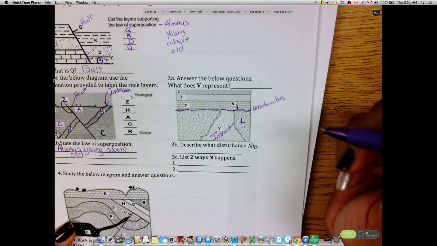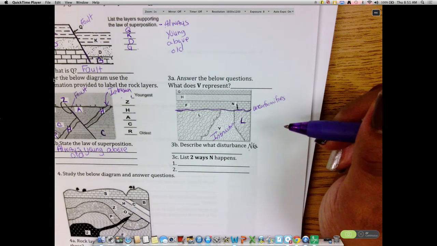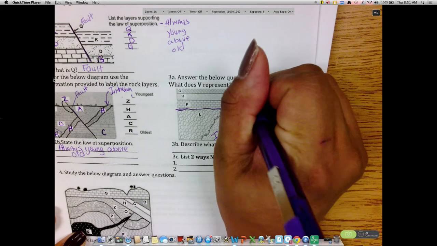So now let's answer our questions. What does V represent? Raise your hand. Samaje. Intrusion. And we've already labeled it, so we're good.